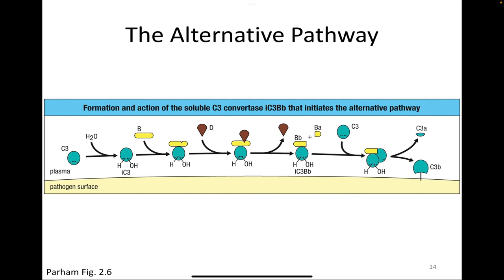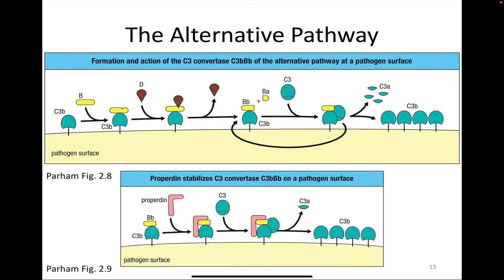You can see they're like big parts and little parts, and they get funny names. And if I was really telling you all the names of all the things here, at one point in time, I would have to tell you about something called C3BBBB and stuff like that. And it's just craziness. But you can see we've got factor B, we've got factor D, and we've got this other one called properdin.